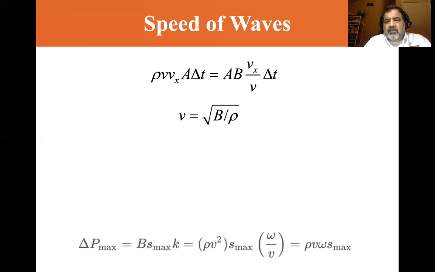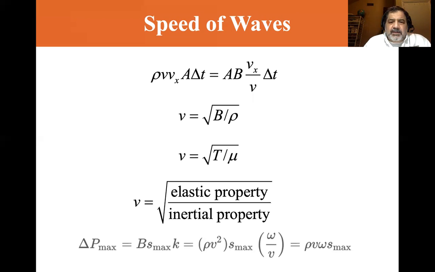Now, if you recall from the velocity of a taut, stretched string, the velocity is equal to the square root of the tension divided by the mass density of the string. And so in general, you have the velocity is equal to the square root of the elastic property divided by the inertial property.